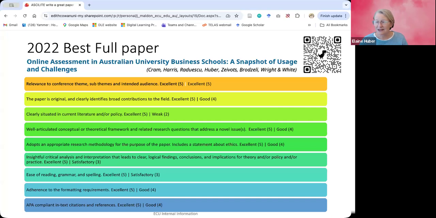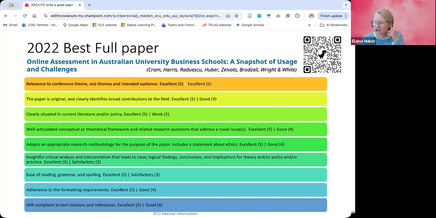All right, some examples. I'm sorry that most of these are mine, because I can talk to my papers. We'll start with this one from 2022. It was a full paper about online assessment in business schools. We looked at what people were doing at that time, and what the challenges were with good quality assessments in the online space. As you can see from the date, 2022, it was just before AI came onto the scene, so it didn't really cover any of that.